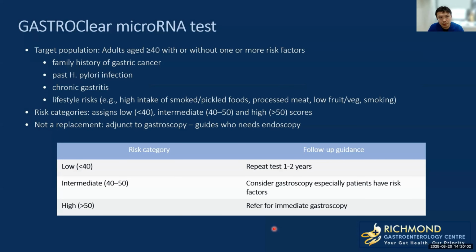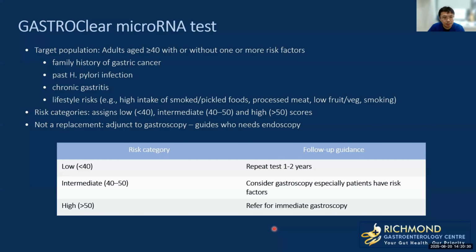What is suggested is that it should be used in patients aged more than 40, with or without any risk factors such as family history of stomach cancer, past history of H. pylori, chronic gastritis, or any lifestyle issues. My personal preference is that if the person already has high risk, I would go ahead with gastroscopy. I would bypass GastroClear. I will come to the reasons later.